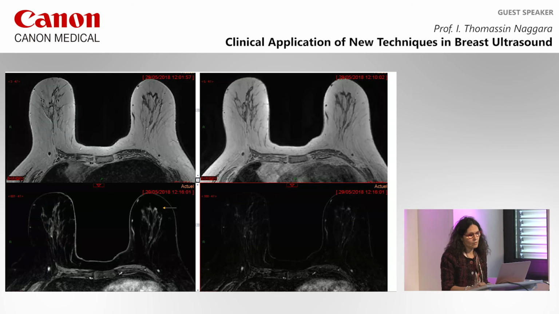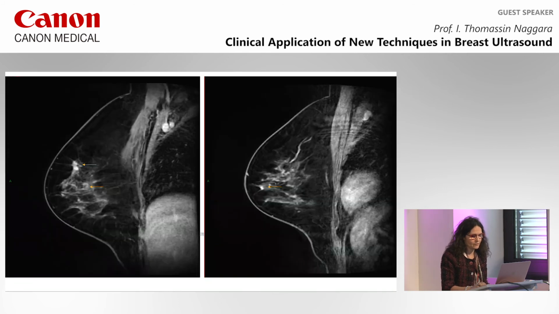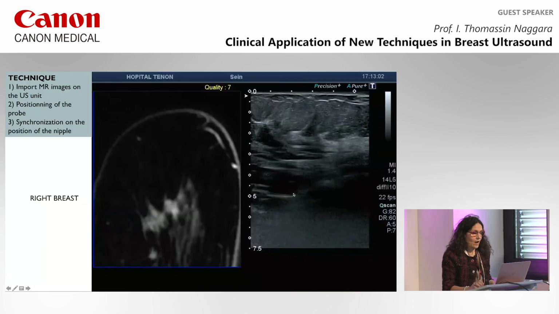And you also have another lesion in the opposite breast, so that means you will need to search for this lesion using ultrasonography. Here you have the picture of the two lesions in the right breast and the lesion in the left breast. How do you do it?